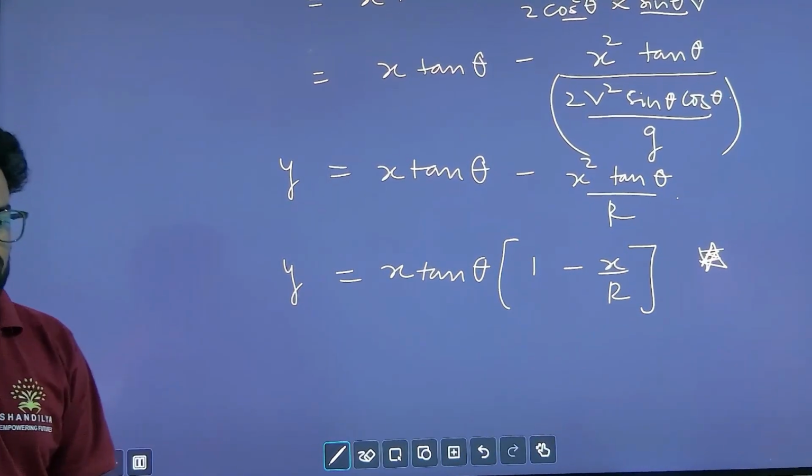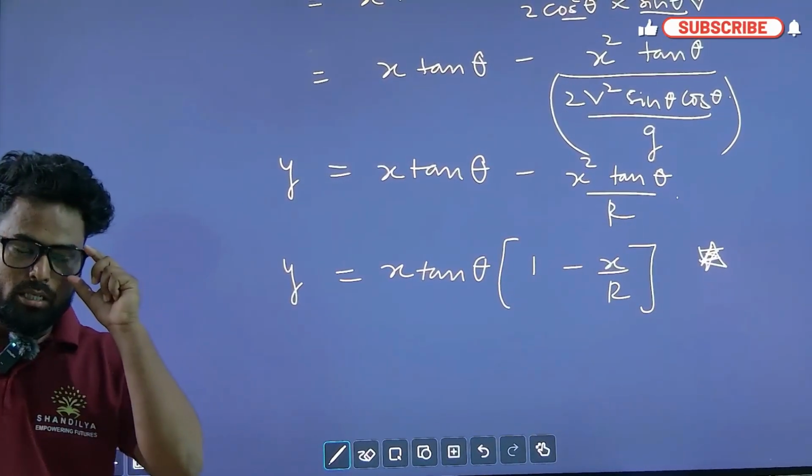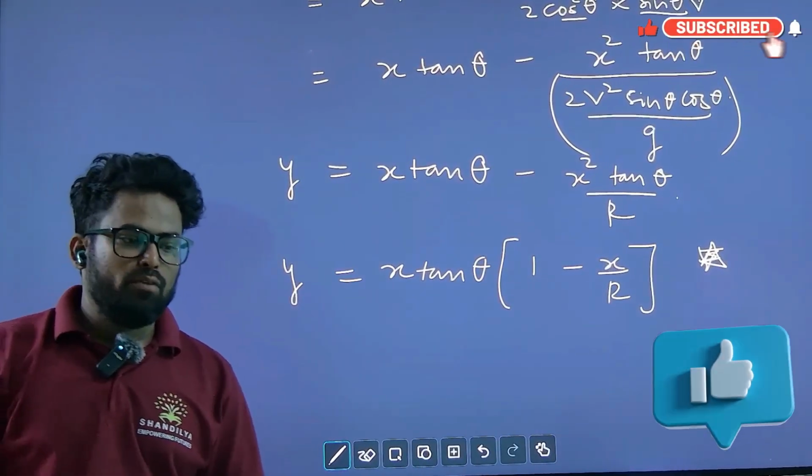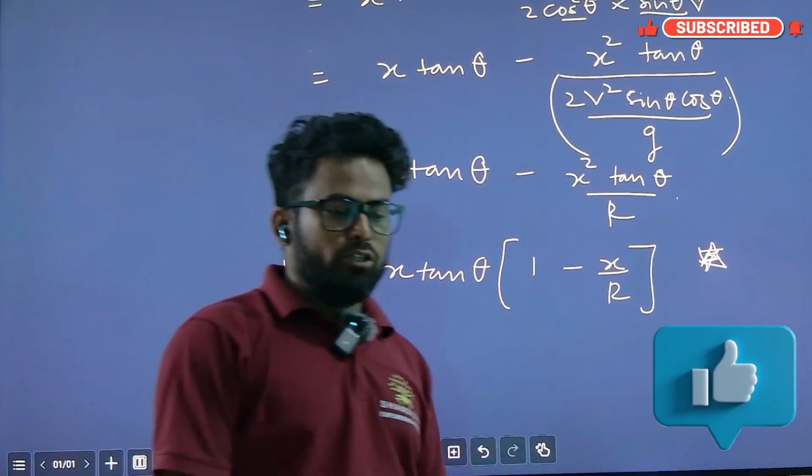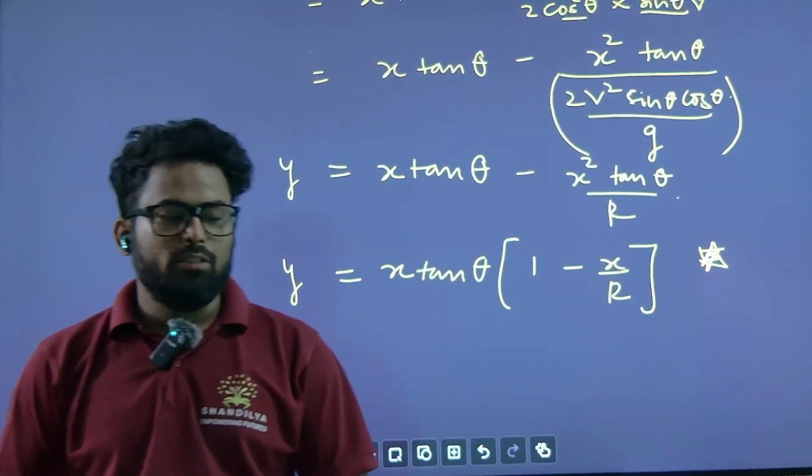Okay. So in projectile, basically these are the formulas that you have to remember: time of flight, h max, range, equation of trajectory. And then we'll solve some questions on this one.